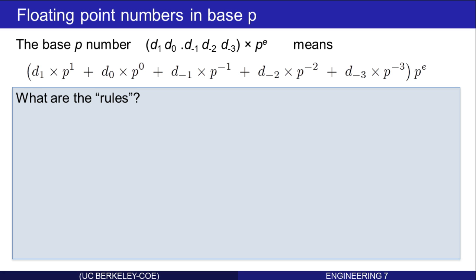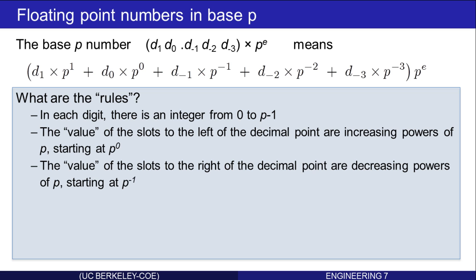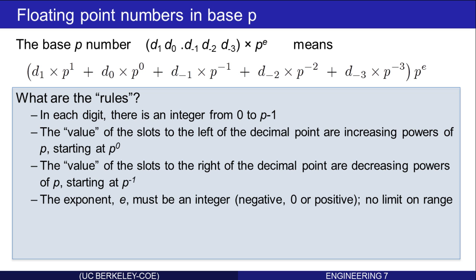Let's go over the rules. In each digit, there's an integer from 0 to p minus 1. Those are the d's. The value of the slots to the left of the decimal point are increasing powers of p, starting at p raised to the 0. The value of the slots to the right of the decimal point are decreasing powers of p, starting at p to the minus 1. And the exponent must be an integer, negative, 0, or positive. There's no limit on its range, at least in this part of the discussion.